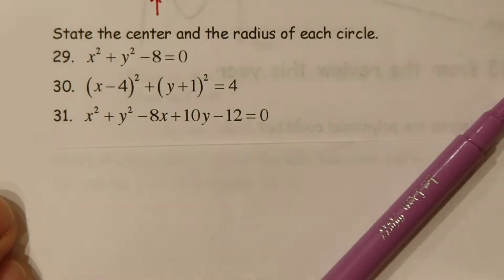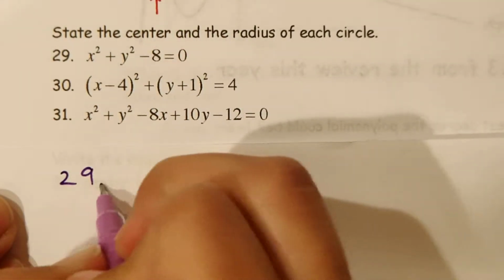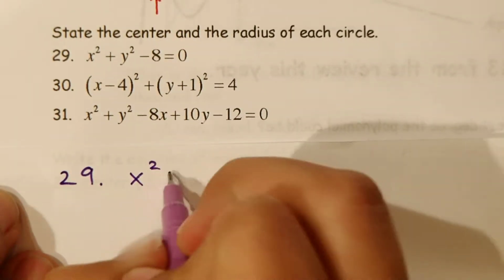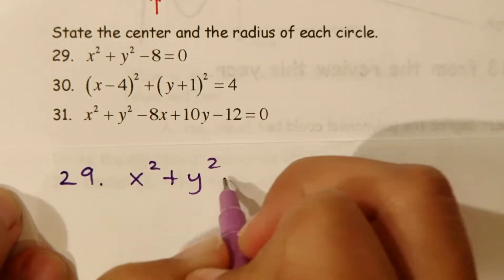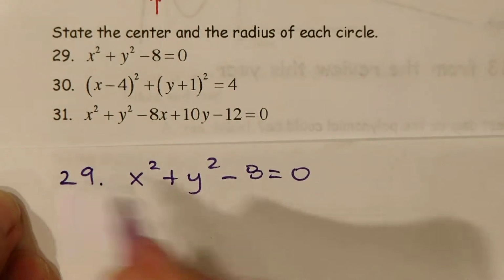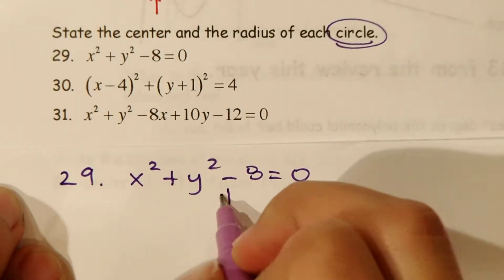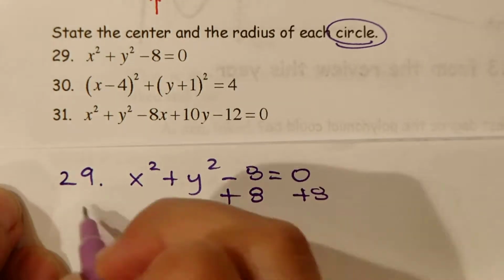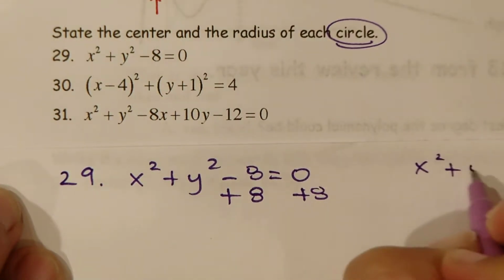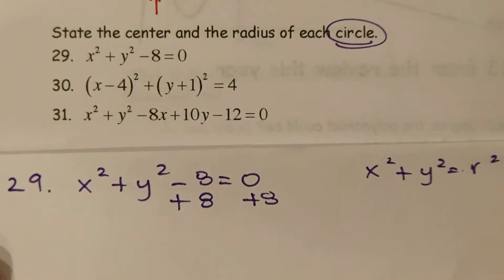Number 29, state the center and radius of each circle. So beginning with this one, we have x squared plus y squared minus 8 equals 0. So we need to get this into circle form. We already know it's a circle. So we need to add 8 to both sides because we know circle format looks like this. X squared plus y squared equals r squared.